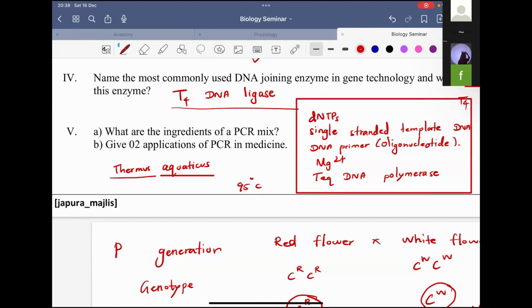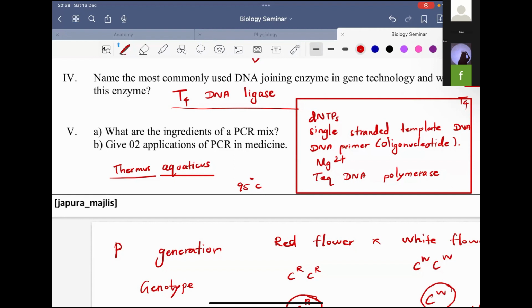Now, if you read your resource book, all of these are not in one place, so you have to collect them from different sentences. We have made it easy for you, and these are the ingredients of the PCR mix. Now they are asking for two applications of PCR in medicine. There are really many applications.